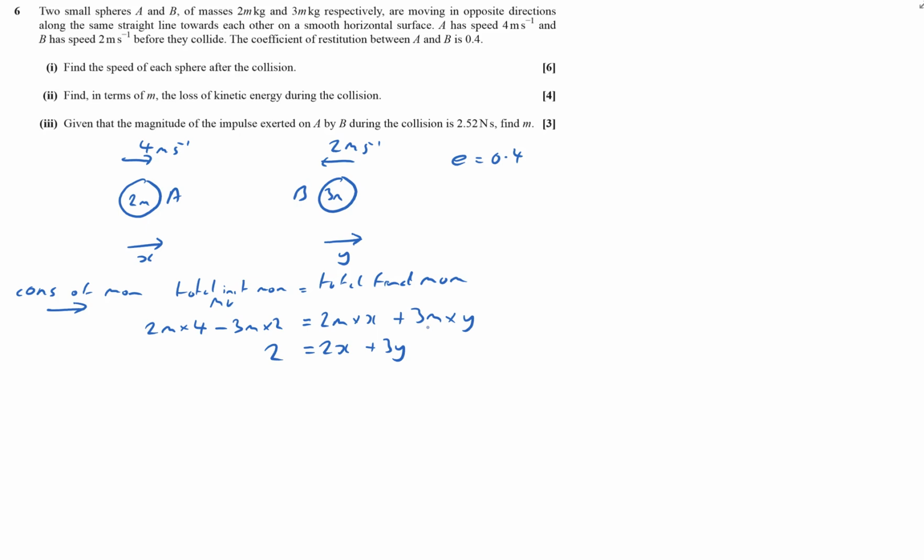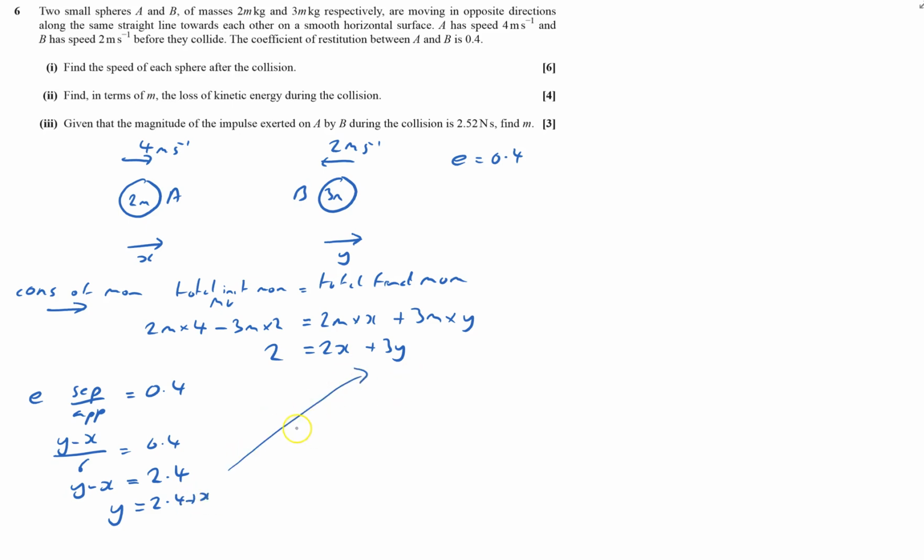So I've now got one equation in x and y. I need to get another one, and I can get it using E, because I know that E is separation speed over approach speed, and that equals 0.4. The separation speed is going to be y take away x, over the approach speed, which will obviously be 6. That's 0.4. And so y minus x will equal 2.4, and so y equals 2.4 plus x.